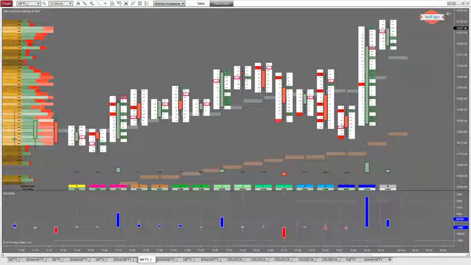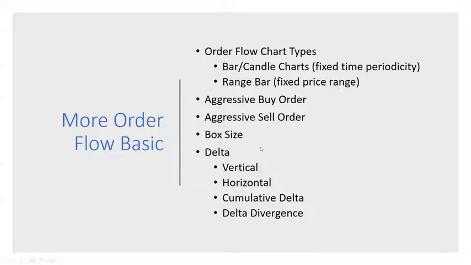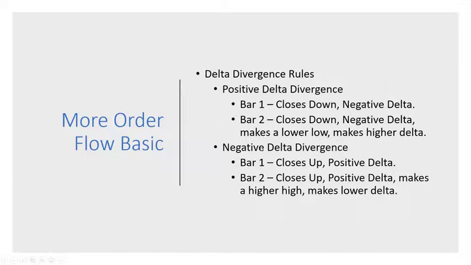Let us go back to the PPT. We will first read through those rules and then we will come on the chart and try to see examples of that. So, how does a positive delta divergence occur? Let us draw it. We have a bar which is closing negative, that is, lower than the open. The delta on this bar, this is the zero value, is negative.